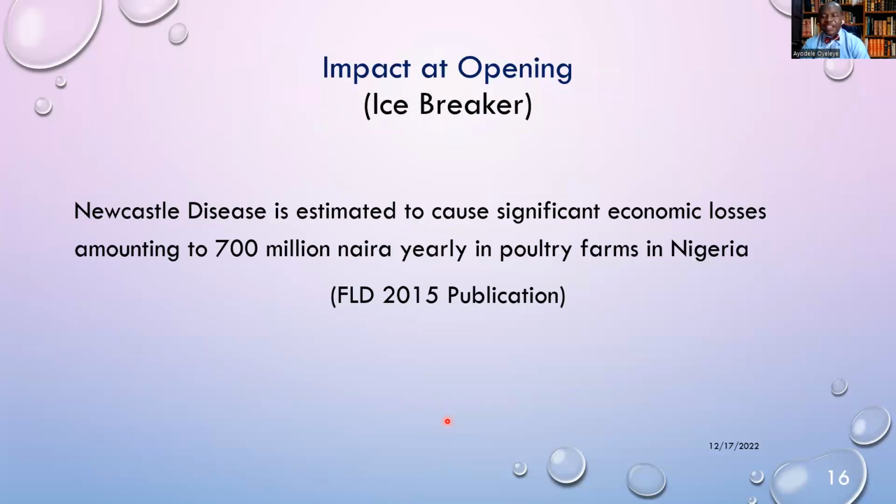Now, this is the concept of the icebreaker I was talking about at the beginning, the impact at opening. After your title slide, you should have the impact at opening, the icebreaker slide. The Newcastle disease is estimated to cause significant economic losses amounting to 700 million naira yearly in poultry farms in Nigeria. That is an icebreaker, something that can get the audience attentive. Maybe in journalism, they call it sensational statements, sensationalism, something very triggering, something that will capture the attention of the audience right from the beginning of your presentation.